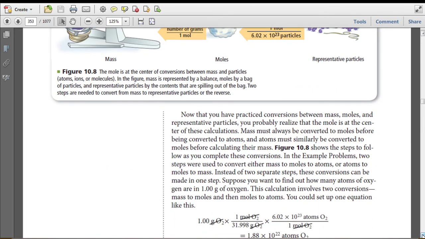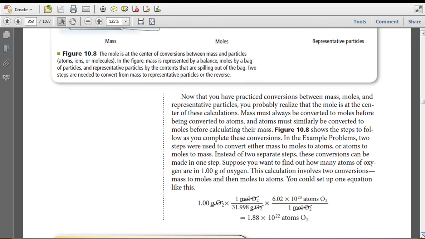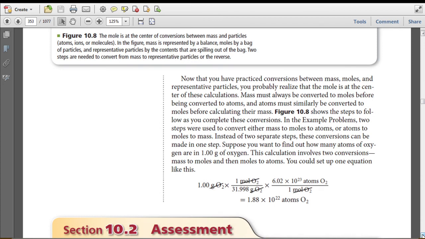Now that you've practiced conversions between mass, moles, and representative particles, you probably realize that the mole is at the center of these calculations. Mass must always be converted to moles before being converted to atoms, and atoms must similarly be converted to moles before calculating their mass. Right? Figure 10.8 shows a nice little flow chart to follow as you complete these conversions.